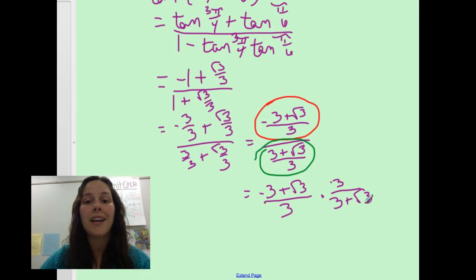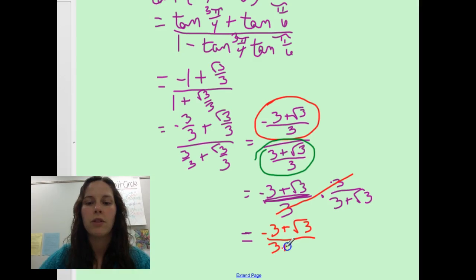Now remember, you cannot cancel when you've got adding or subtracting. That violates order of operations. The fraction bar is a grouping symbol, so it groups the adding together before you divide. So I can cancel my 3's, these right here. So that leaves me with negative 3 plus root 3 all over 3 plus root 3. And then I can multiply by the conjugate to rationalize that denominator. 3 minus root 3 over 3 minus root 3.